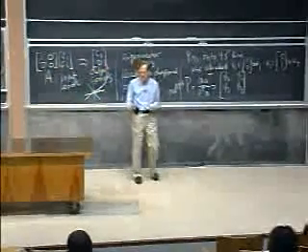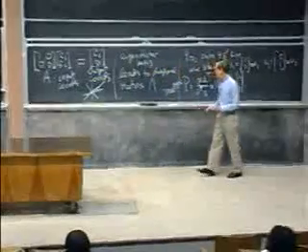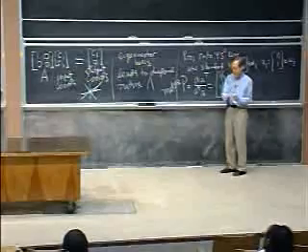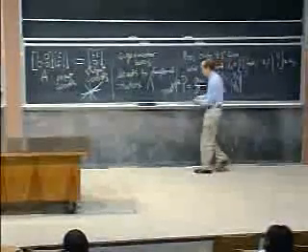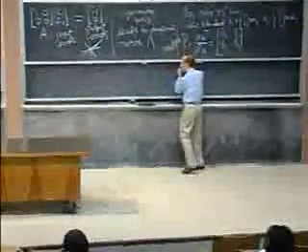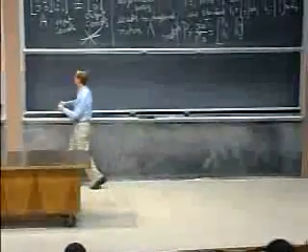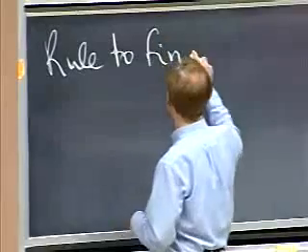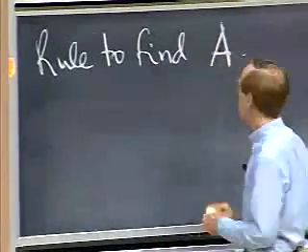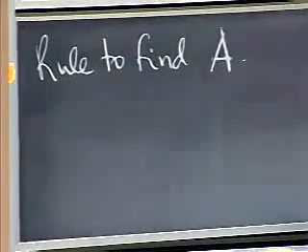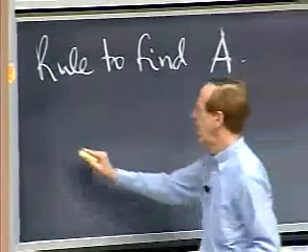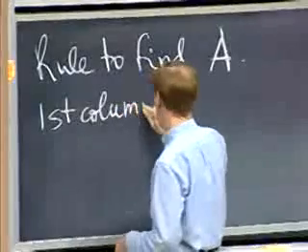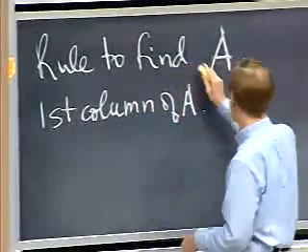So that's the idea then. Do you see now how I'm associating a matrix to the transformation? I better write the rule down. The rule to find the matrix A. All right, first column. So, a rule to find A.